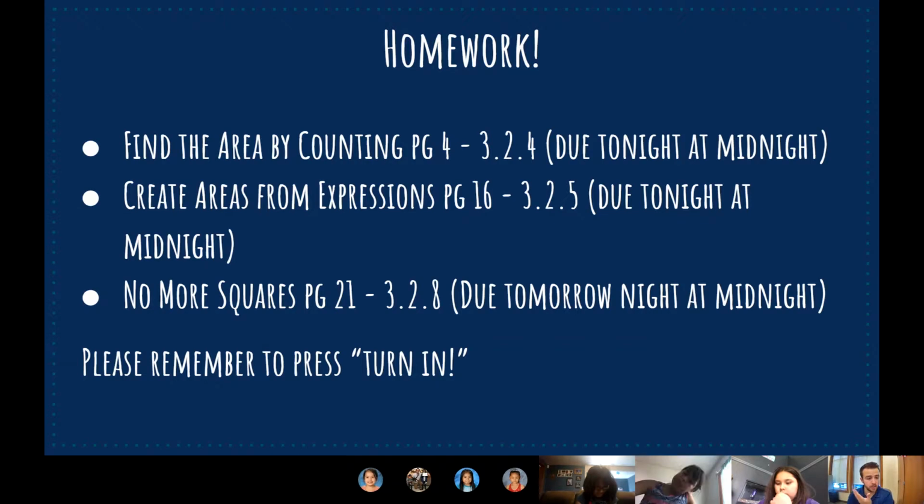But the important thing is we need to get into a routine of turning things in. I see a lot of people actually viewing it, which is awesome, but we need to be turning our work in, because when things start counting for grades, I want you to already be in that habit of turning in those homework assignments.